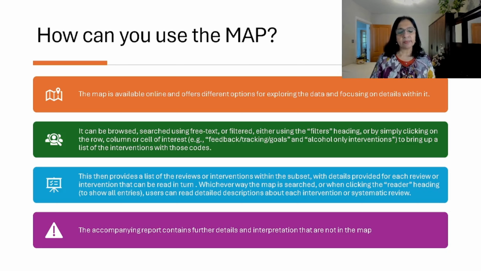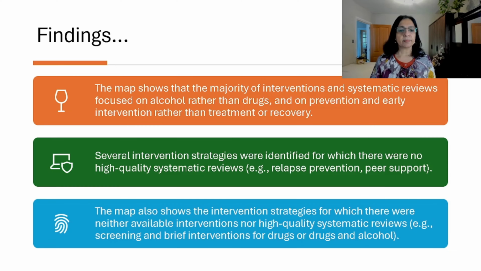So how can you use the map? The map is available online and offers different options for exploring the data and focusing on details within it. It can be browsed, searched using free text, or filtered, either using the filters heading or by simply clicking on the row, column, or cell of interest. So if you go to the web page of the map, you will see information about it, like how to use the map, how you can interact with it. Then you will see all this information visualized in that map.